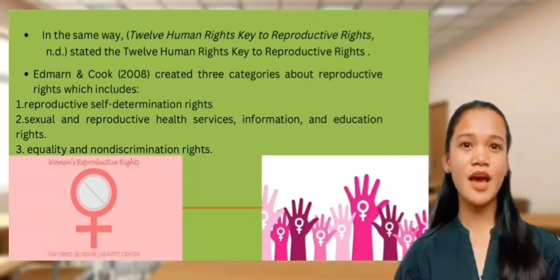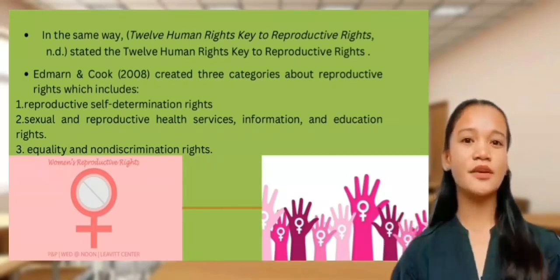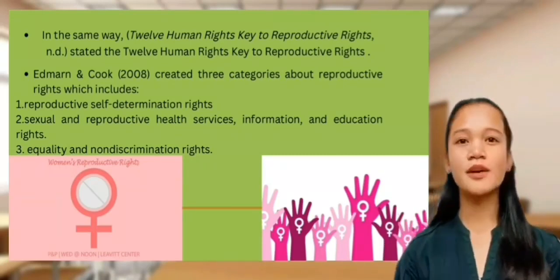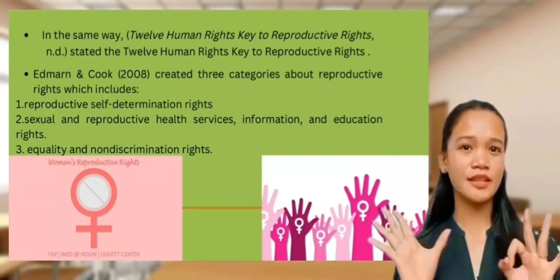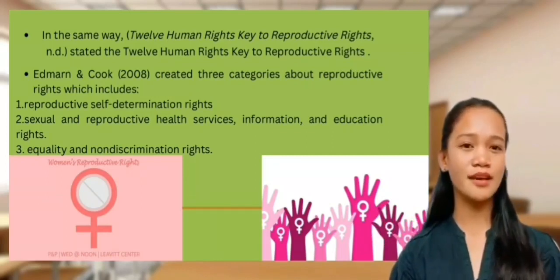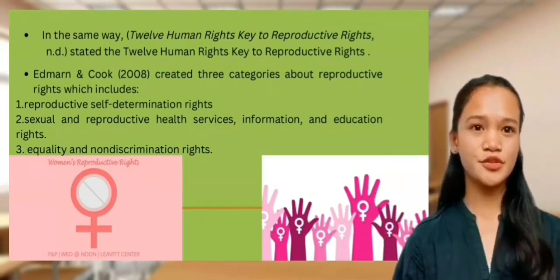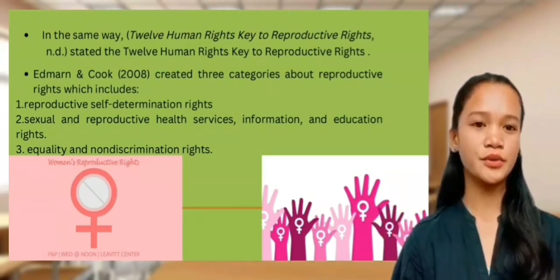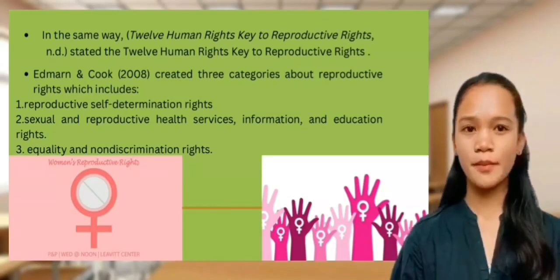Number 5, the right to consent to marriage and to equality in marriage. Number 6, the right to privacy. Number 7, the right to equality and non-discrimination. Number 8, the right to be free from practices that harm women and girls. Number 9, the right to not be subjected to torture or other cruel, inhuman, or degrading treatment or punishment.